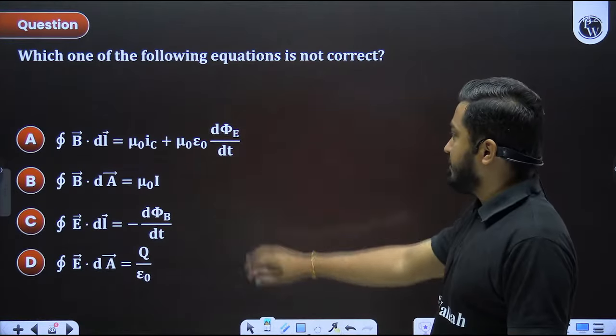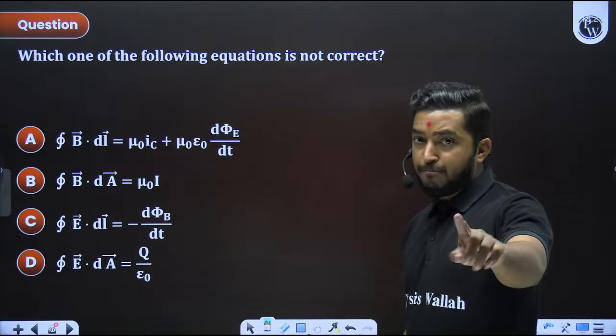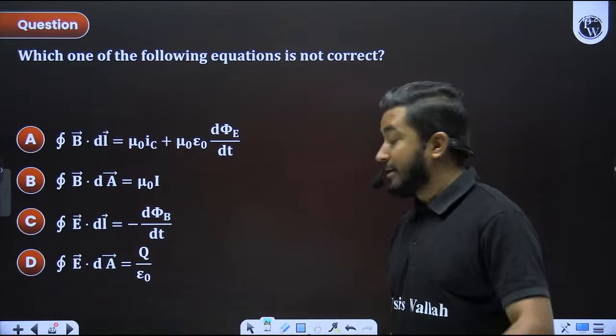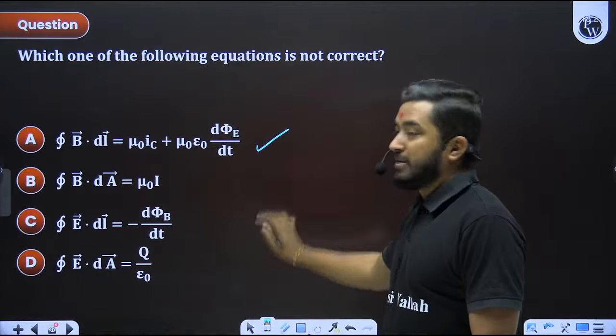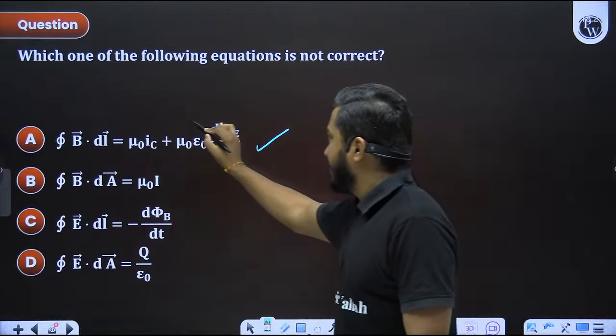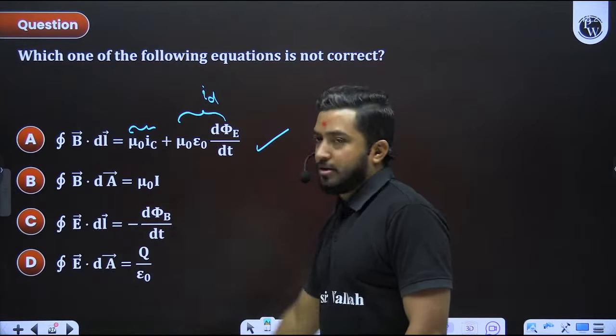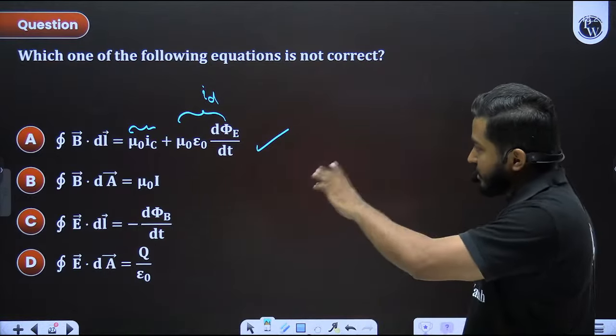Integration B dl equals mu naught I_C plus mu naught epsilon naught d phi by dt. It is the Ampere-Maxwell equation you get in chapter number 8 after displacement current. After displacement current, we get that exact formula. It is the value for displacement current, and it is our regular current. Yes, perfect.